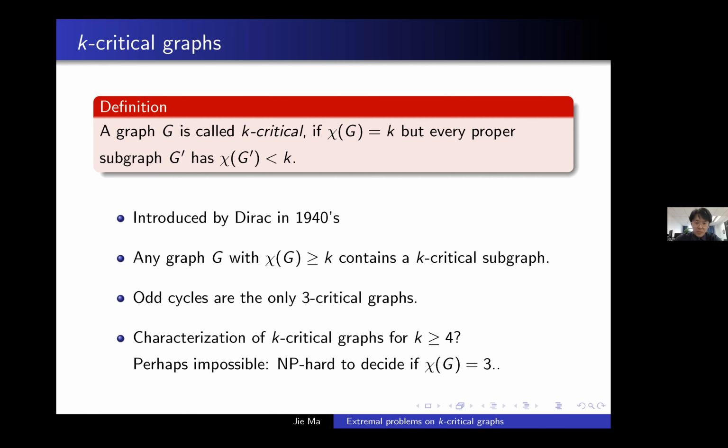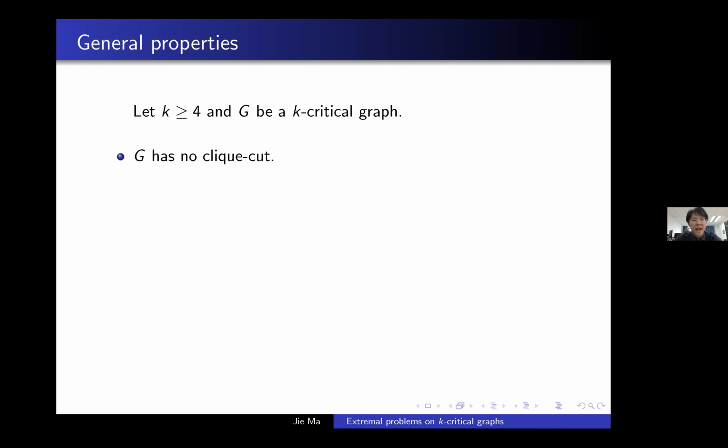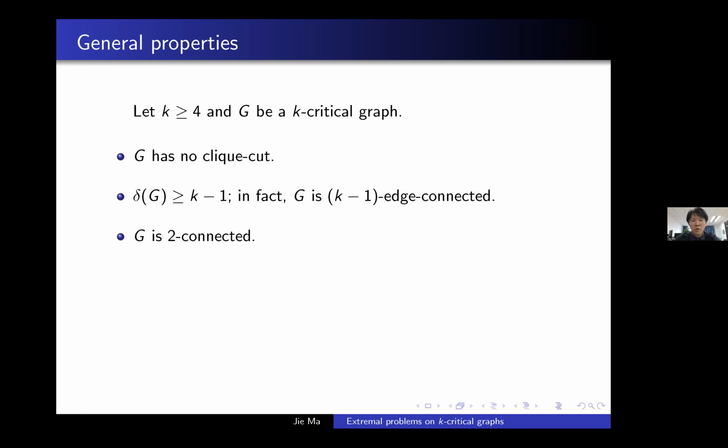Okay, let's first look at the general properties of a K-critical graph. There are not so many. What we know is basically the following. G has no clique cut, meaning a cut vertex set whose vertices form a clique. For example, you cannot have a 2-cut where the 2 vertices form an edge. We also know the graph has minimum degree at least K-1. In fact, we know a little bit more: the graph is even (K-1)-edge-connected.